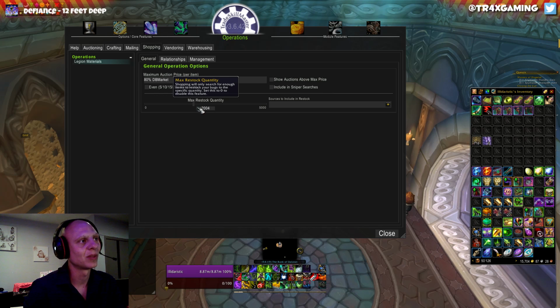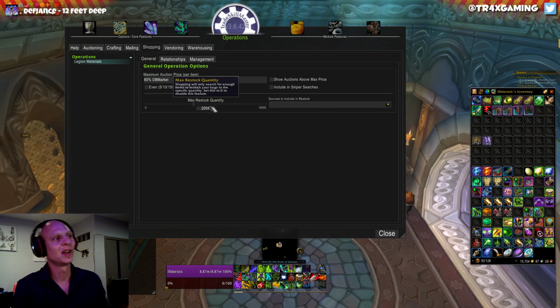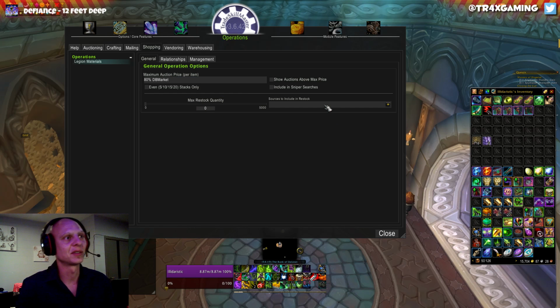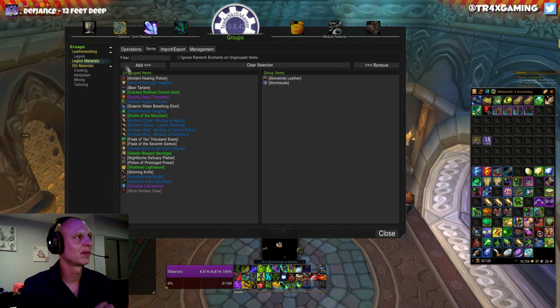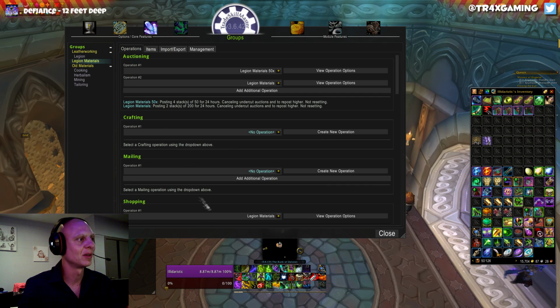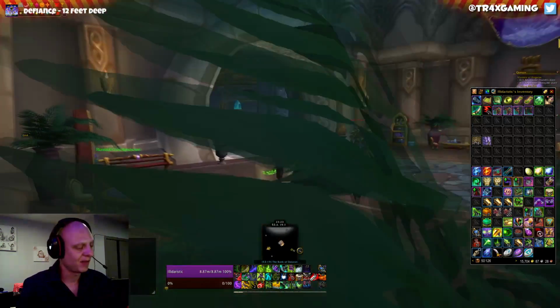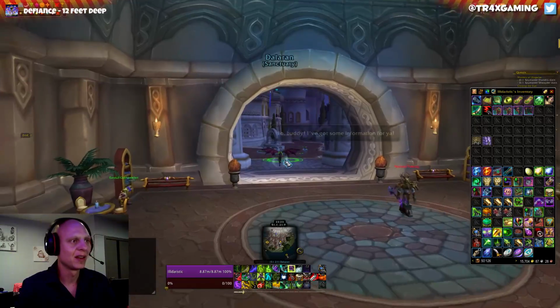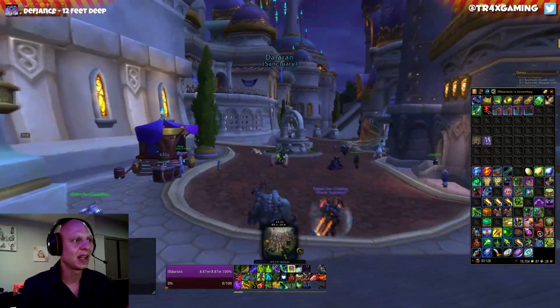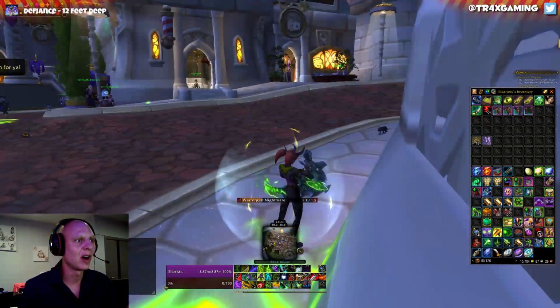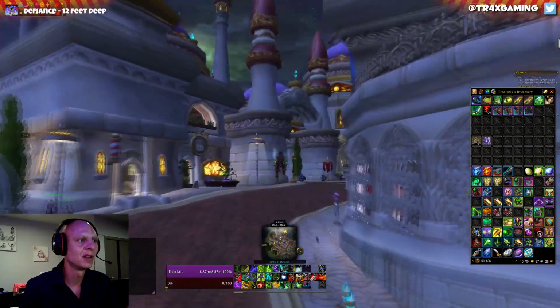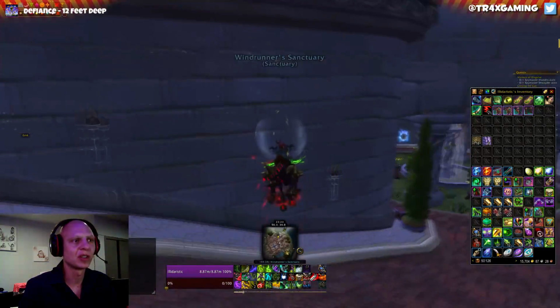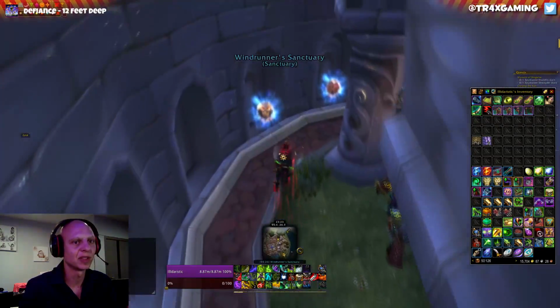So if you do a restock scan, you will only get 2000. So we're gonna use this for now. This is only a beginner's guide. So at shopping we have Legion Materials. I have a character dedicated to auctioning, but I'm just going to the auctioneer just to show these groups in action.